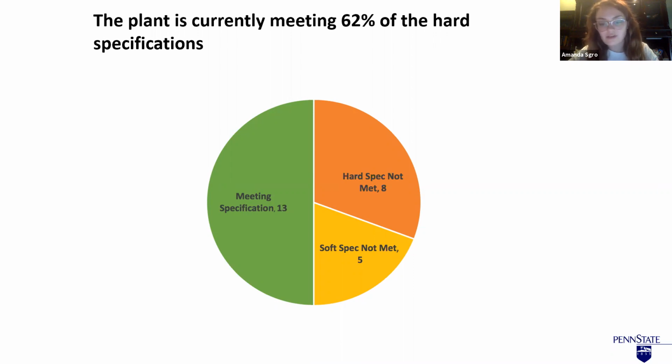Team 11's cumene production plant is currently meeting 62% of the hard specifications. These hard specifications are required, especially the capacity and purity of the cumene product. So again, this pie chart reflects that there are additional soft specifications that I will be discussing.